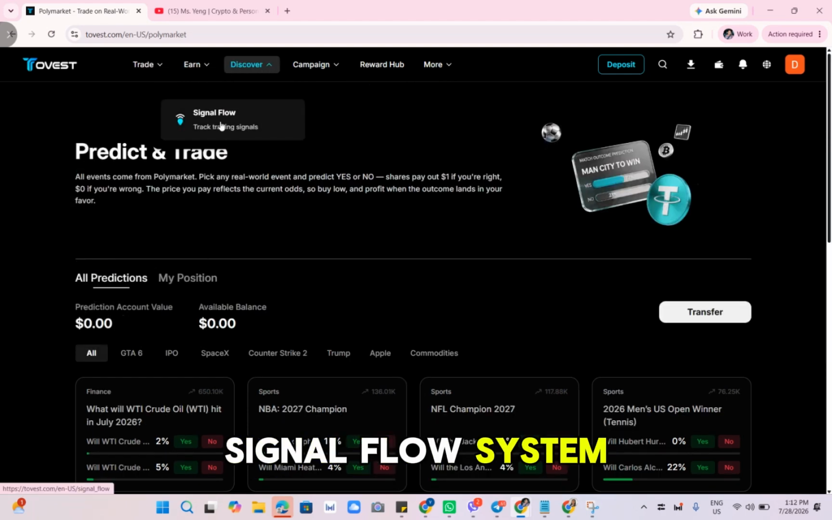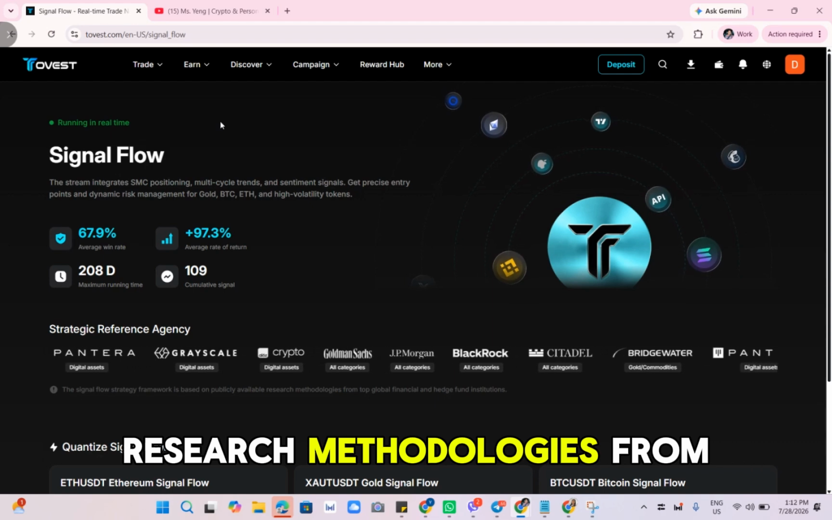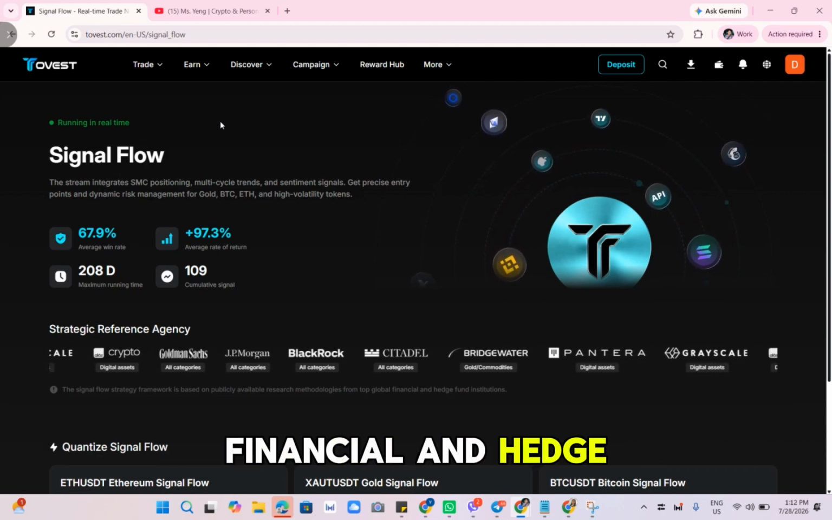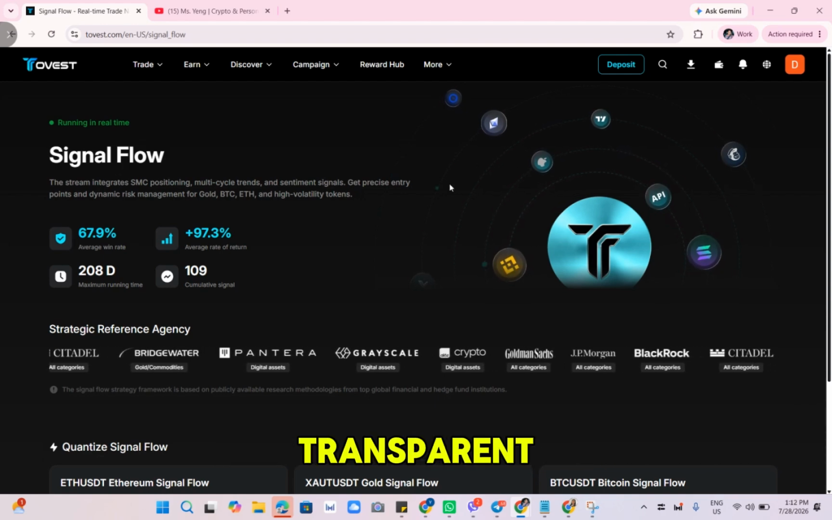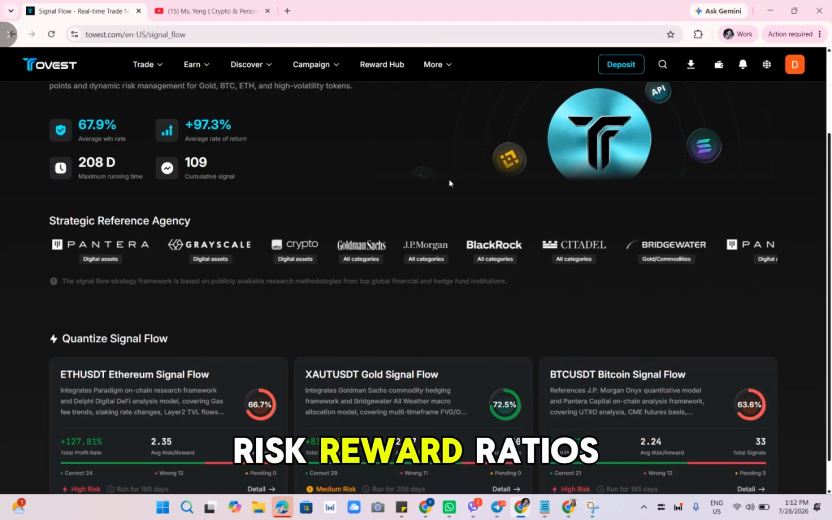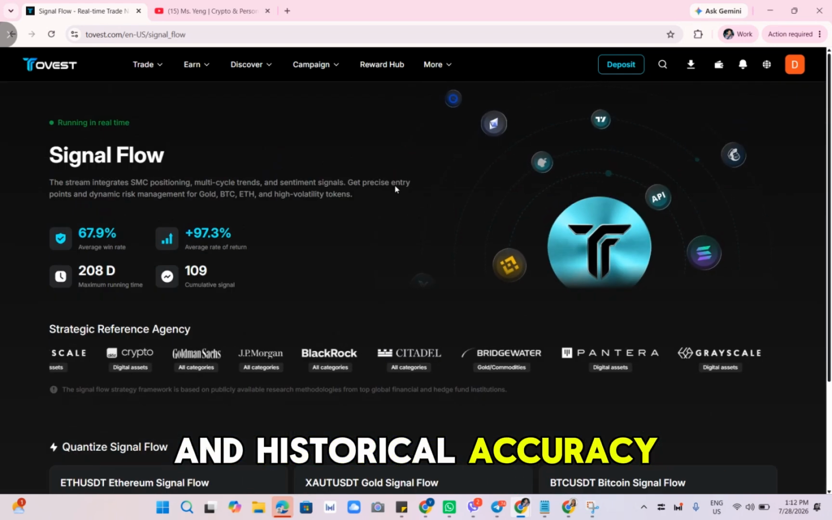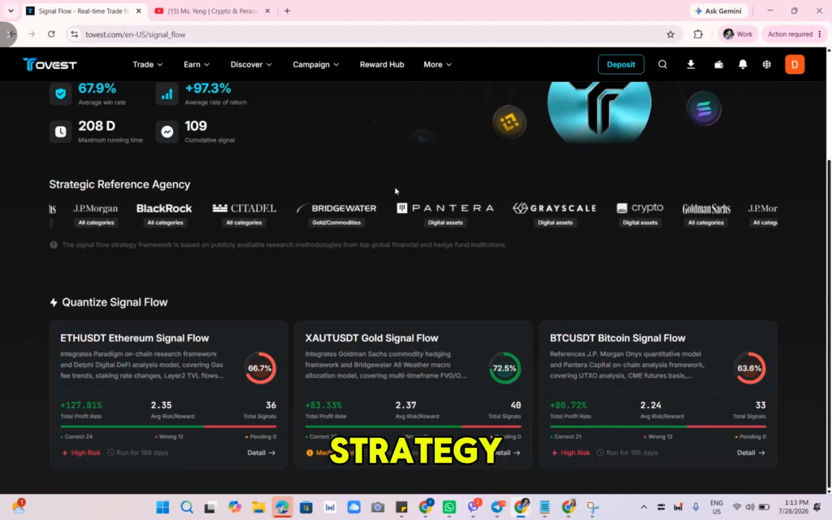Tovest's signal flow system is built on research methodologies from top global financial and hedge fund institutions. And the performance data is fully transparent. You can see win rates, risk-reward ratios, and historical accuracy on every signal strategy.